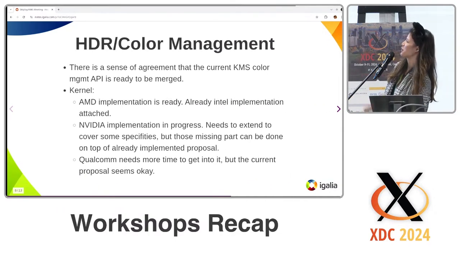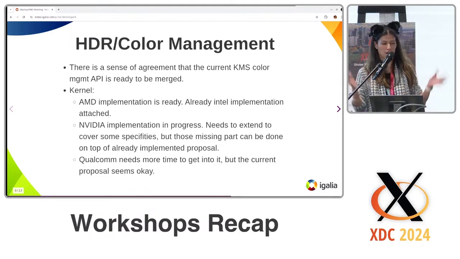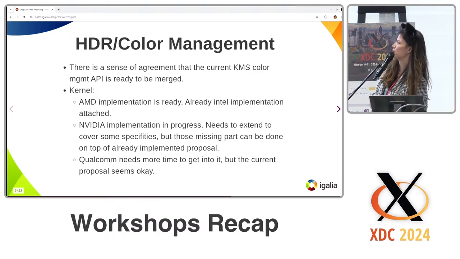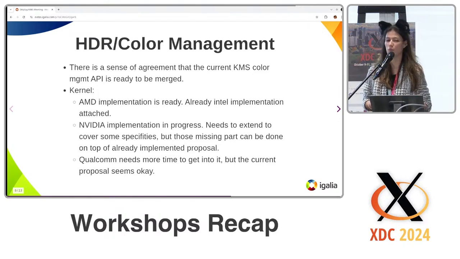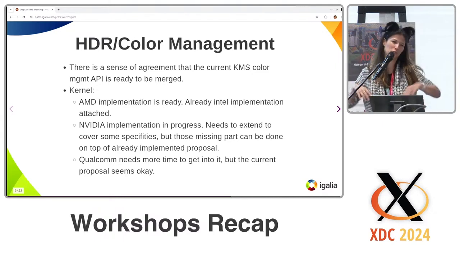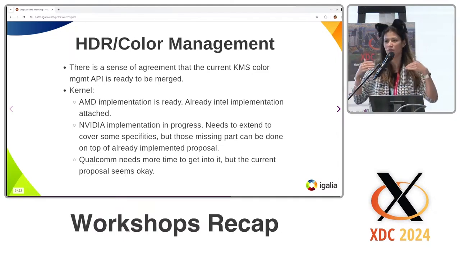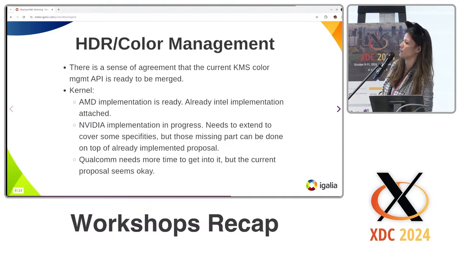So as usual, we'll talk about color management again. We can say that after the meeting, we kind of agreed that we are ready to merge, or at least organize ourselves to get the kernel API for color management merged in the kernel, not just because we decided it, but because we have covered all the basic needs to get it merged in the kernel.